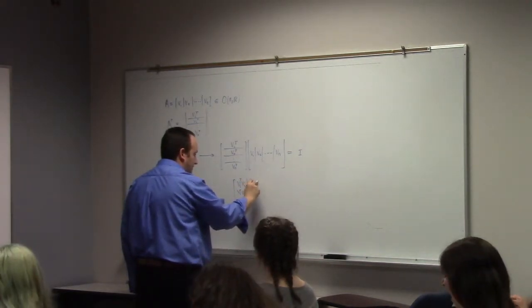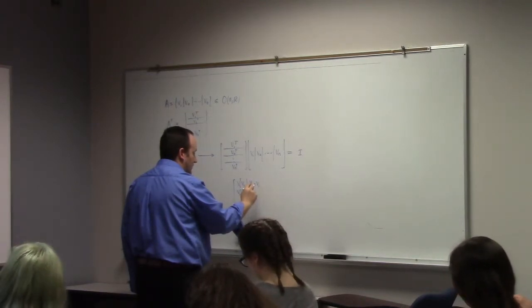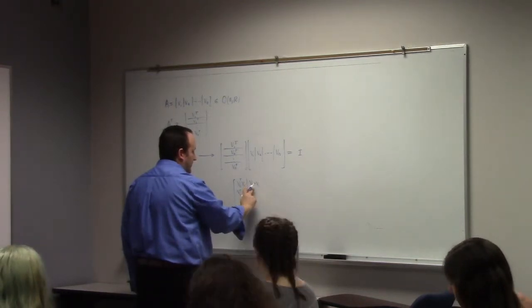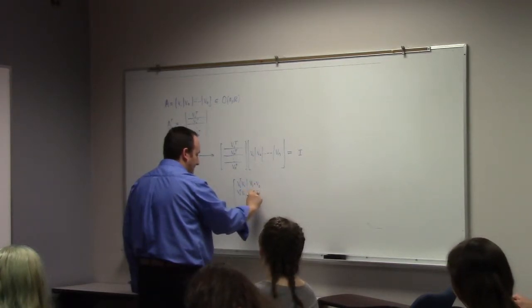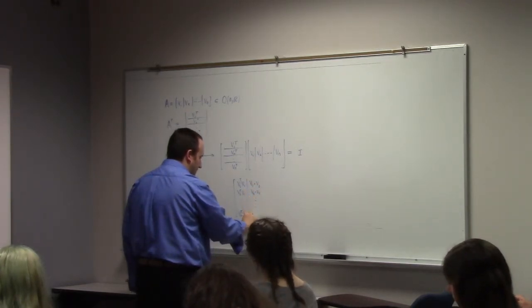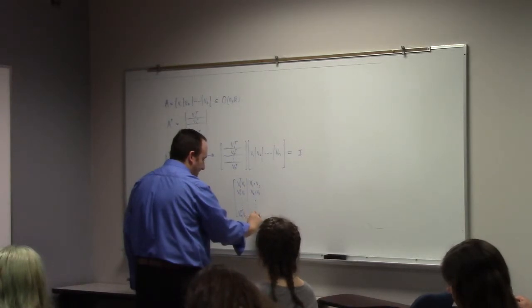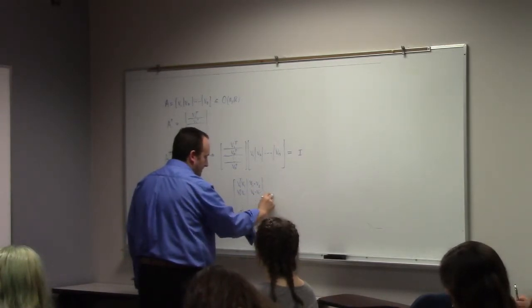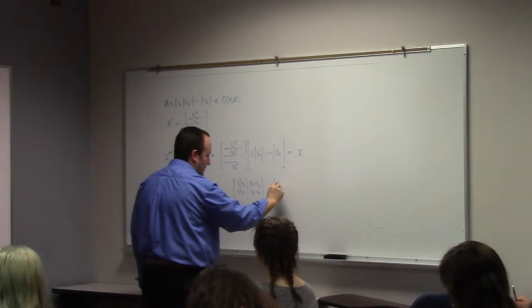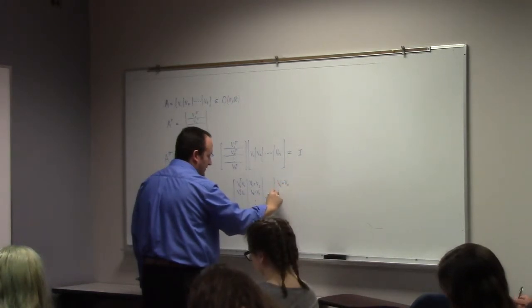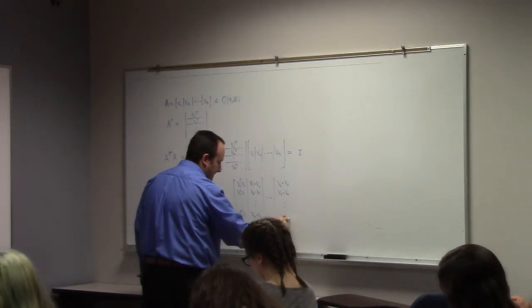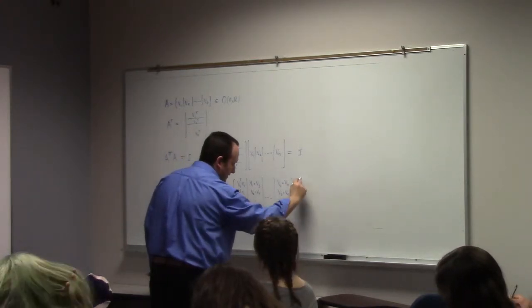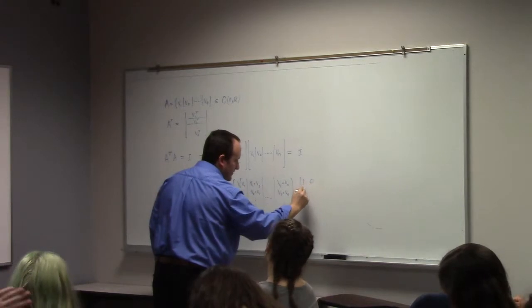V2 dot V1, no, the other way around. V1 dot V2, V2 dot V2, and so forth and so on. Vn dot V2, V1 dot Vn, V2 dot Vn, Vn dot Vn. And that's all equal to 1, 0, 0, 1.